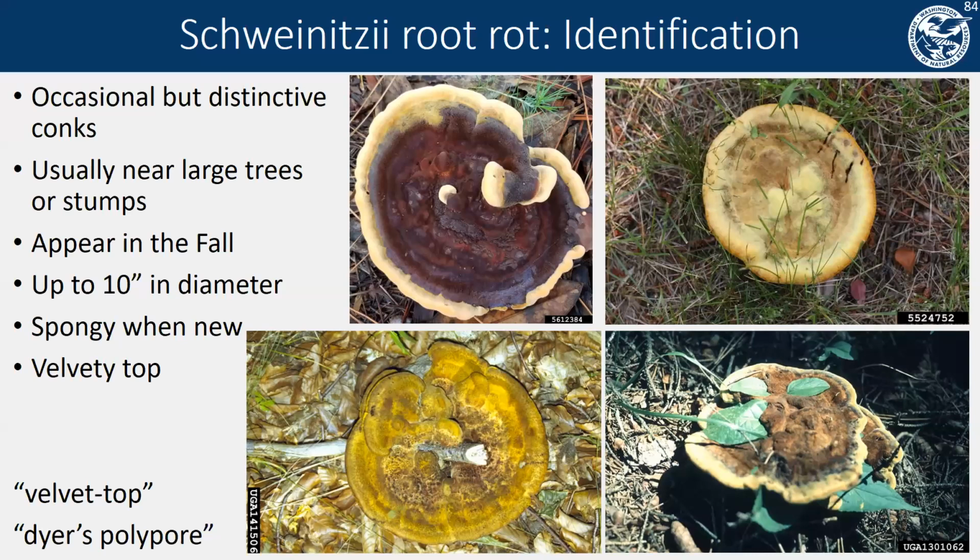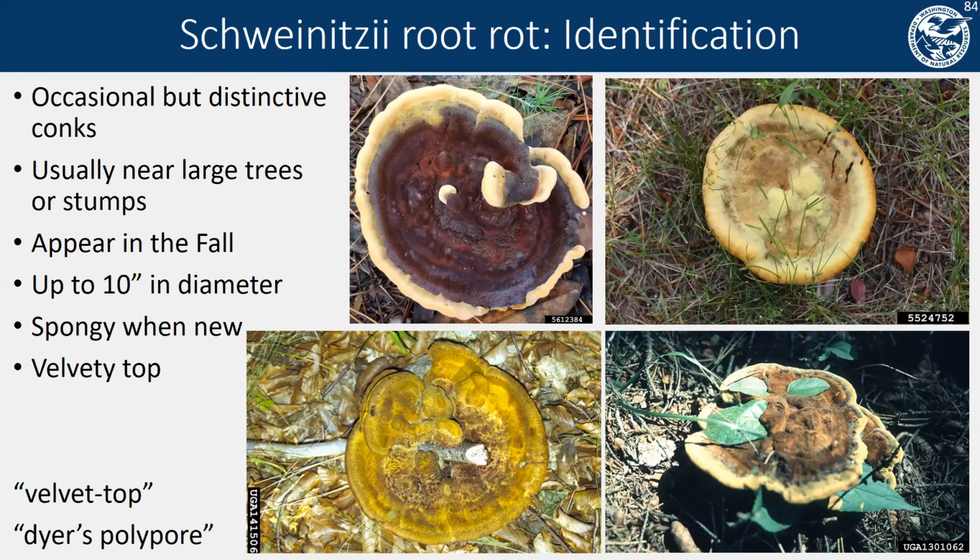And in fact, the main thing we look for when we are dealing with Schweinitzii in the field is their fruiting structures. These are occasional but distinctive conks, and you can see some pictures here of a variety of them. These are usually found on horizontal surfaces near either large trees or stumps coming out of the ground, or maybe on top of a flat stump. They appear in the fall. And they can grow fairly large. They can be up to 10 inches in diameter, maybe even larger at times.